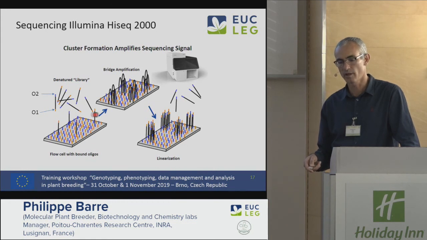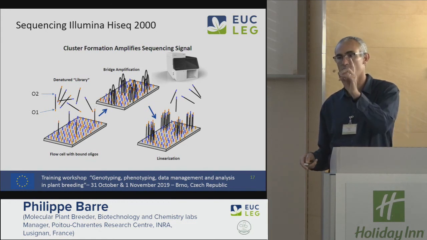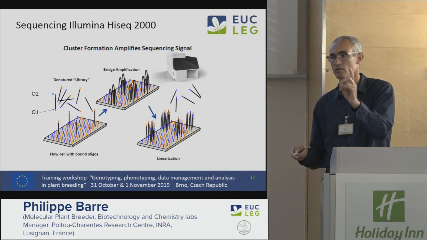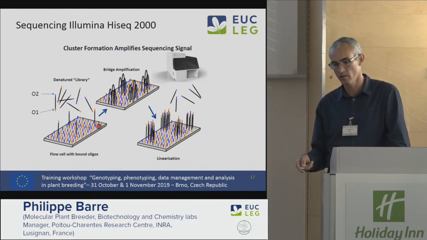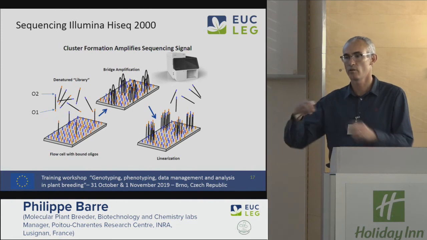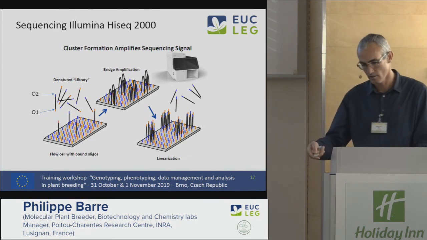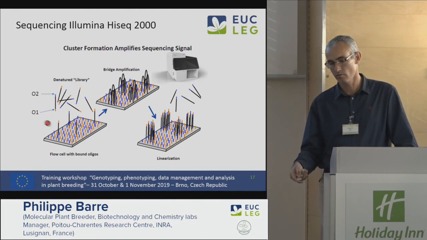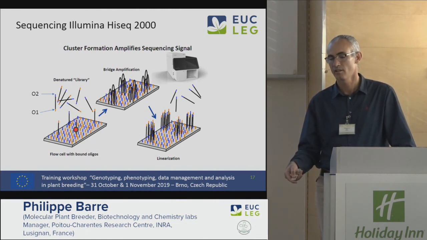Then you multiply this, because if you only have one, you won't see the signal. So you have to multiply this one, like this. And then you will do a sequencing, sequence synthesis of that. Here, you see in this drawing, it's nice. You have well-separated fragments. You have one here, one here.